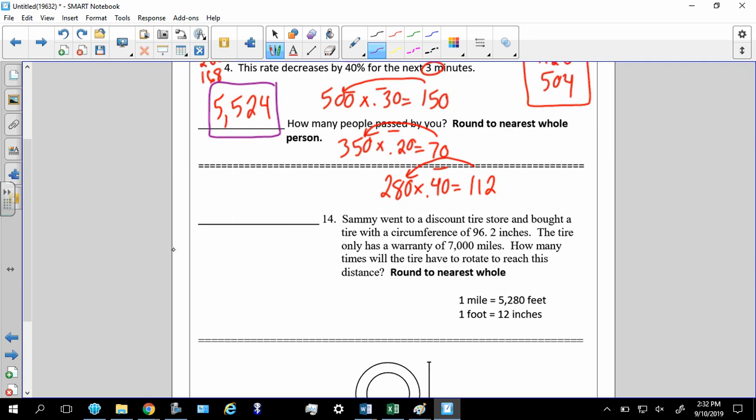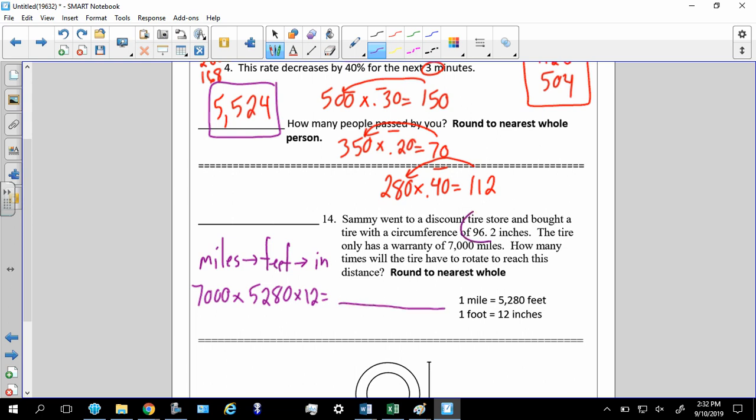All right, so I'm going to have to take my miles. I've got to convert it to feet, and then I've got to convert it to inches. My miles is 7,000, times my feet, 5,280. I'm going to times that by 12. I'm going to get a huge number. I'm not going to write it down, just to save time.